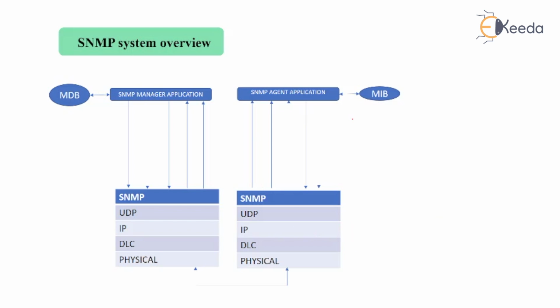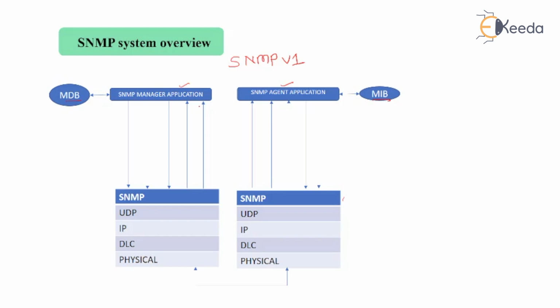We can say that it is the SNMP V1 basic architecture. As we can easily observe, there is one manager application and one agent application. Manager contains MDB, that is management database. That means every piece of information can get easily stored inside this particular MDB. And agent contains MIB, that is management information base. Means related to agent, every piece of information is stored inside the MIB.